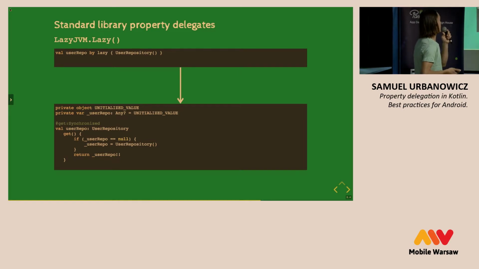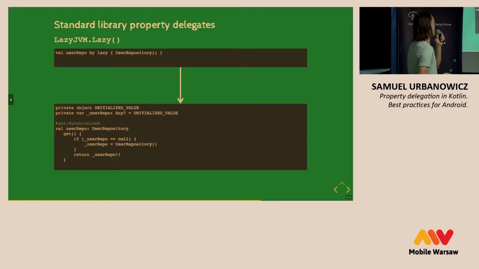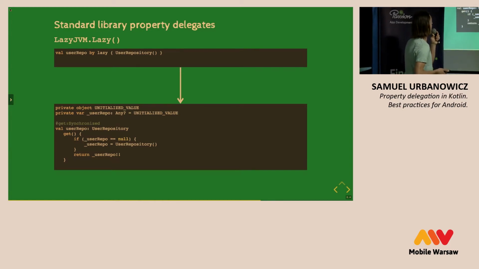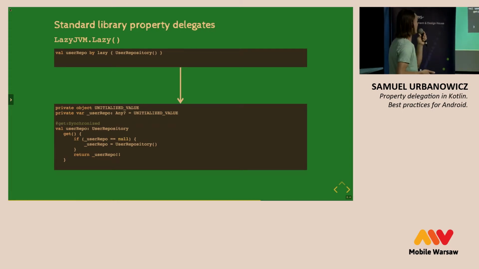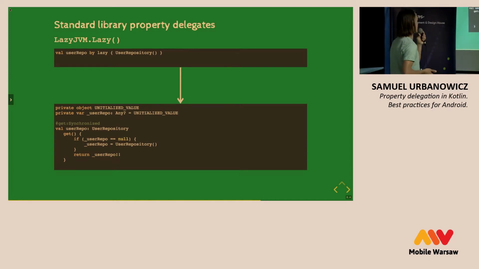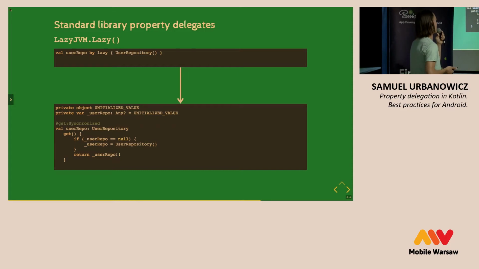As you can see here, we have a private property _userRepo, and at the beginning it is initialized to some simple object representing an uninitialized state, and we also have a public immutable userRepo property. Upon the first access to this delegate, we check if our underlying property is in the uninitialized state. If it's uninitialized, we initialize the user repository class and return it.